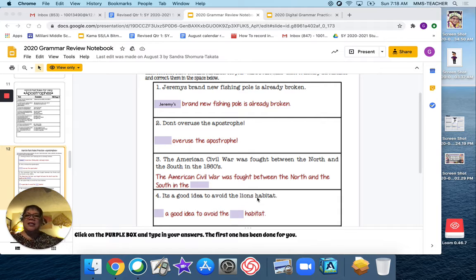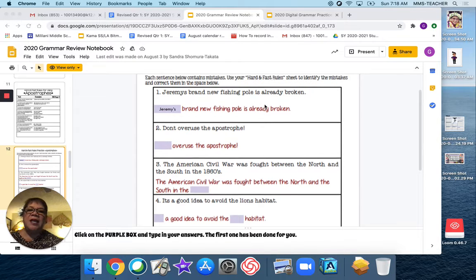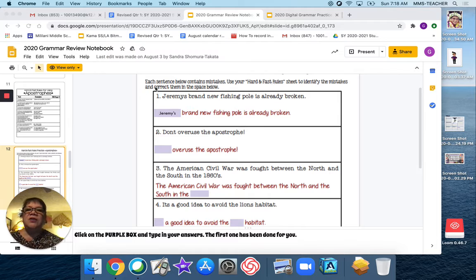On this page, the example that's given to you is Jeremy's brand new fishing pole is already broken. It tells you each sentence below contains mistakes. Use your hard and fast rule sheet to identify the mistakes and correct them in the space below. Always read the directions first before you dive into the assignment. Then look on the bottom. The direction says, click on the purple box, type in your answer. The first one has been done for you.